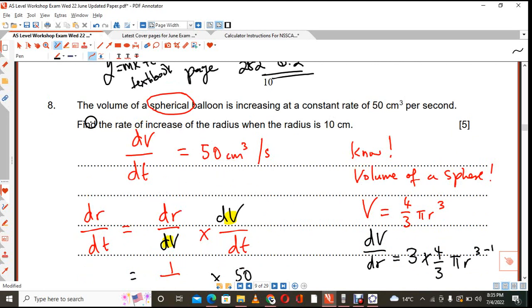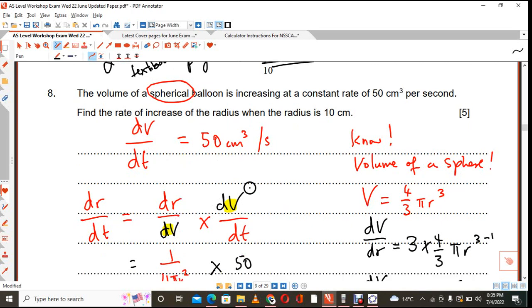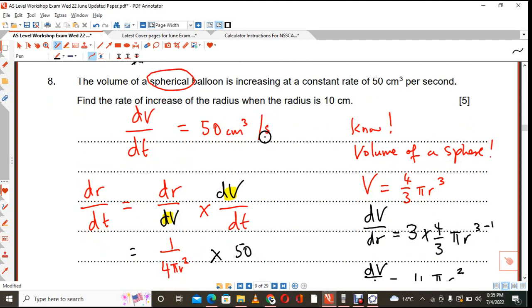And then they're asking you to find the rate of increase of the radius. You have to find the radius, and that is always with respect to time. Okay, so dr/dt. Once you have this, you write it in as you do chain rule. The dr on top, dt under. What you need to have here is dV/dV. Now we know what this one, dV/dt, is. We just wrote it from the information on top. But this one is dr/dV.